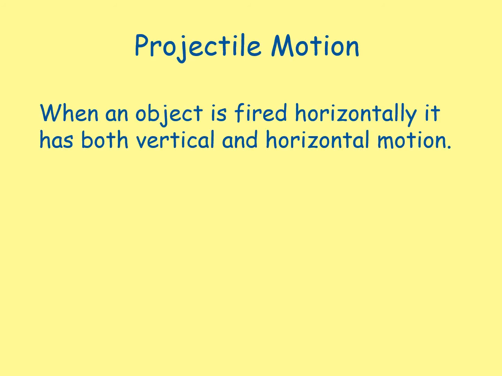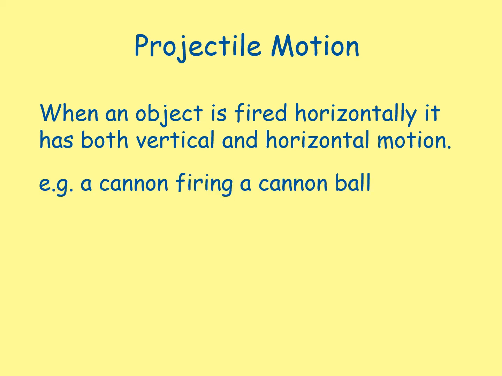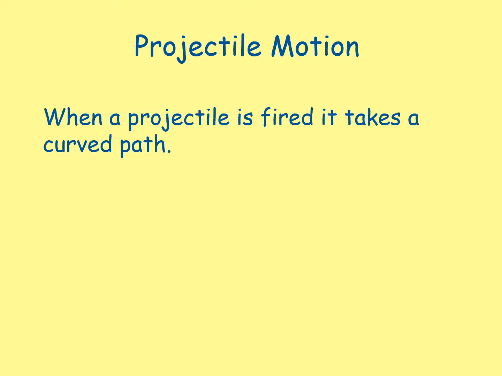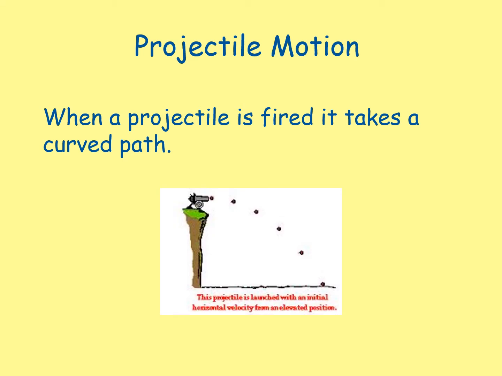Projectile motion. When an object is fired horizontally, it has both vertical and horizontal motion, for example, a cannon firing a cannonball. When a projectile is fired, it takes a curved path, as shown in our diagram just here. The projectile is launched with an initial horizontal velocity from an elevated position.